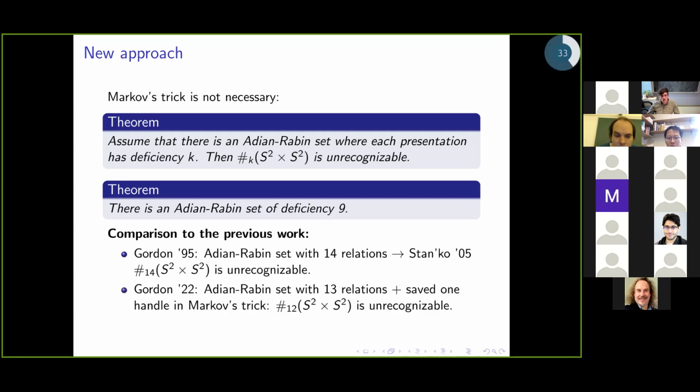And then there was another improvement by Gordon in 22, who this time constructed the Adian-Rabin set with 13 relations, and he has shown how to save one handle in the Markov trick. So this was giving this 12.